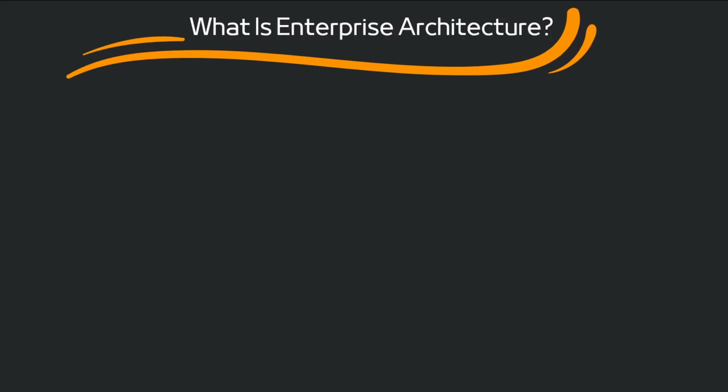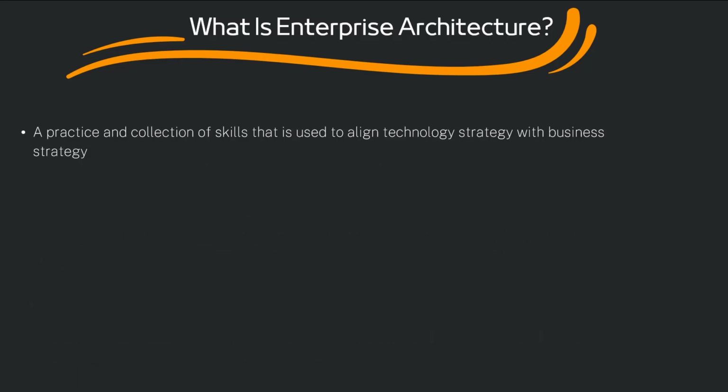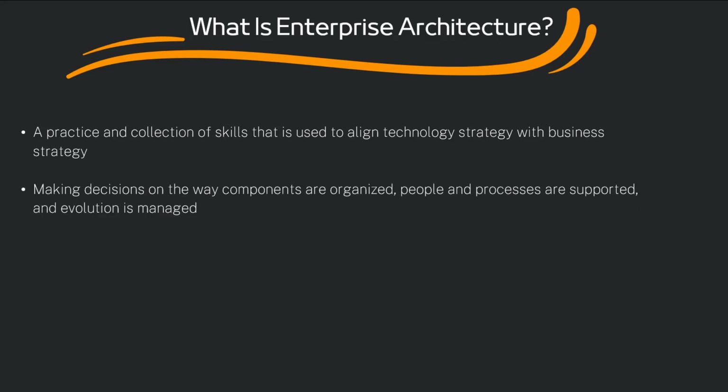What is enterprise architecture? Enterprise architecture is the practice and collection of skills that is used to align technology strategy with the specific business strategy. It is about deliberately making decisions on the way components are organized, people and process are supported, and the evolution of the company is managed.